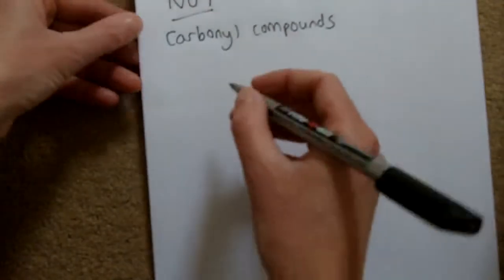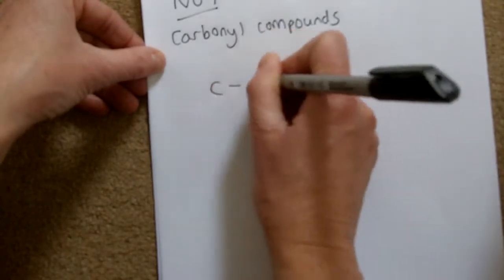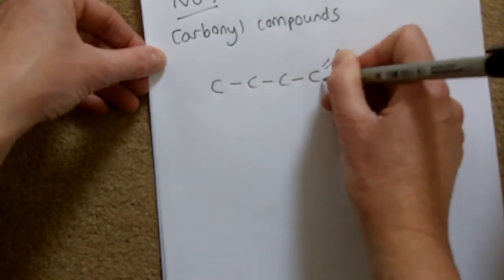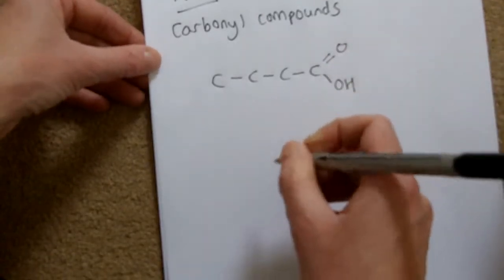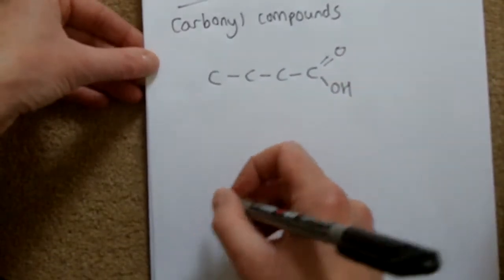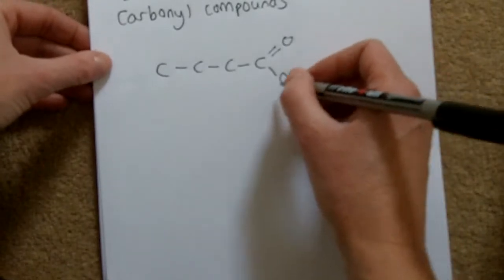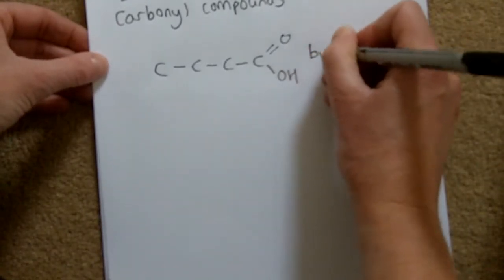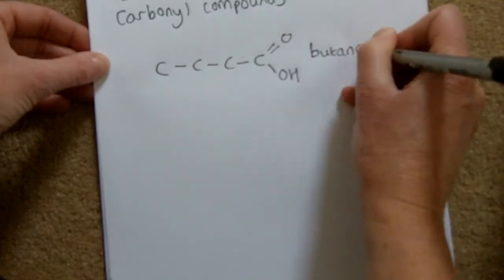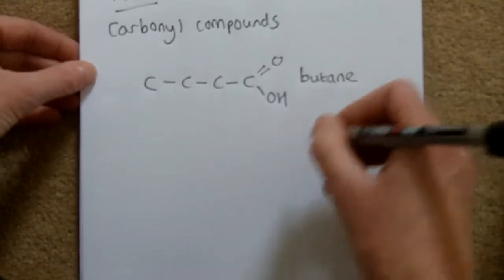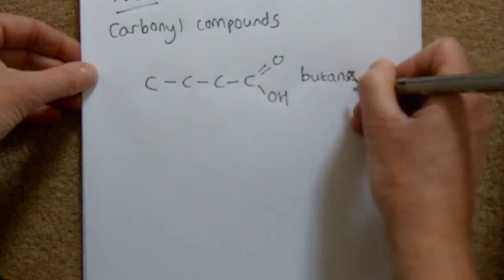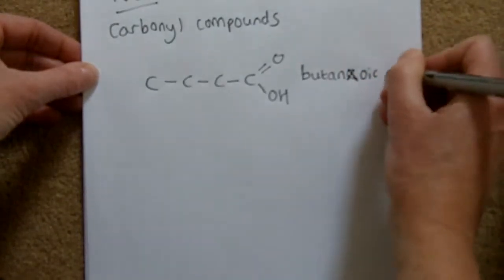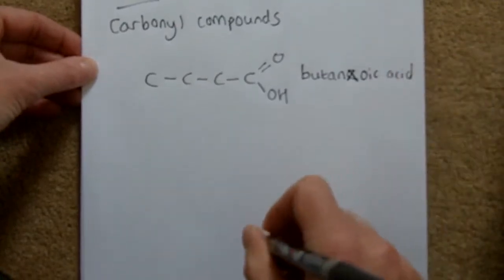How do you name carboxylic acids? Okay, so if we have, for example, 4 carbons in a chain with all the hydrogens as well, that will be called butane. Butane is 4 carbons, and all you do is take off the E and put oic acid on the end. So it's butanoic acid.